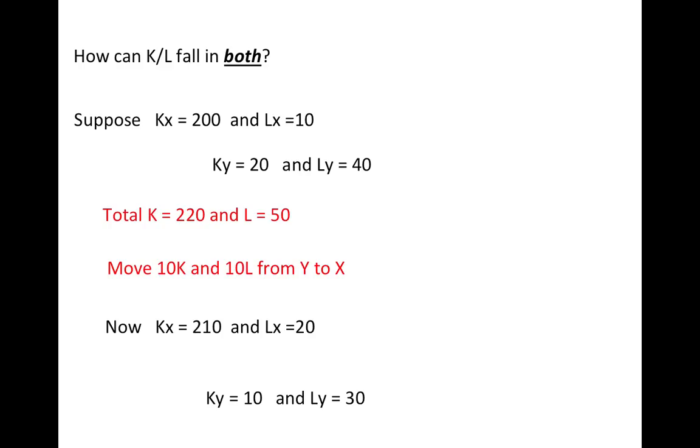And what you see here is that the total amount of capital after the movement is 220 capital, K, and 50 units of labor. So we are able to move labor and capital from one sector into another and keep the total amount of capital and labor fixed.